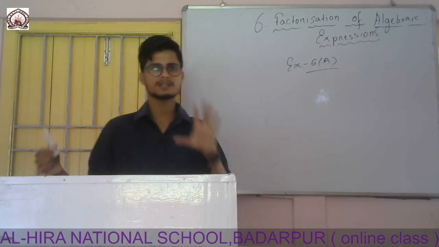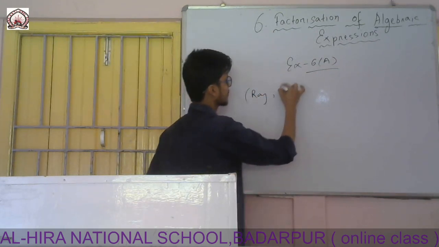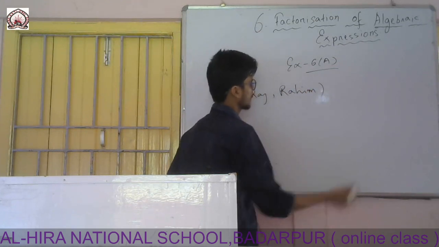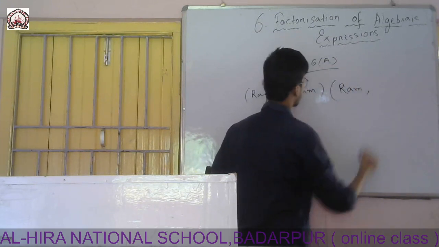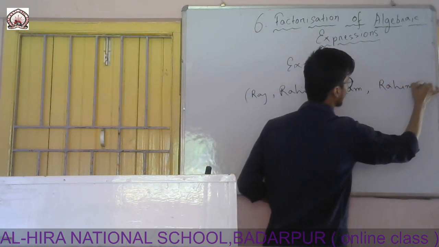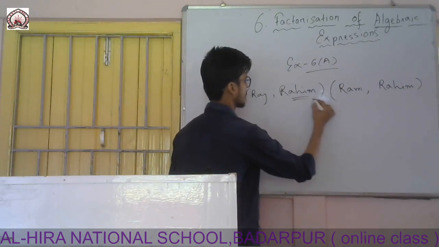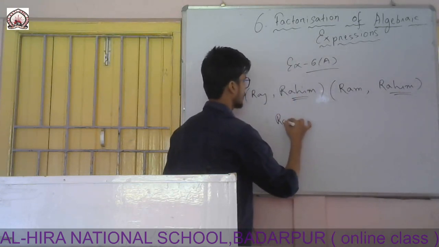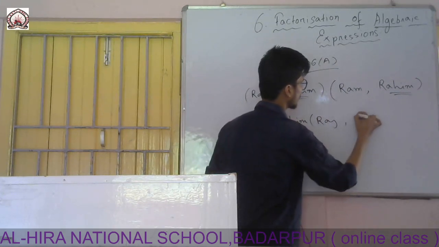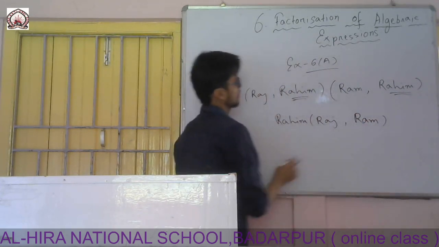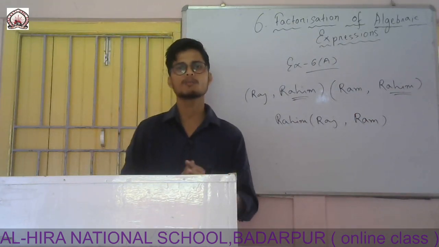So what is a common term? For example, let me take a small group of 2 students. One is Raj and another is Rahim. You take another group of Ram and Rahim. Now if I ask you to find the common person in both groups, you simply say, sir, Rahim is in both groups, so he is common. And which one is left? In this bracket Raj is left, and in that bracket Ram is left. The same thing applies in an algebraic expression. There also you will simply take out the common term.